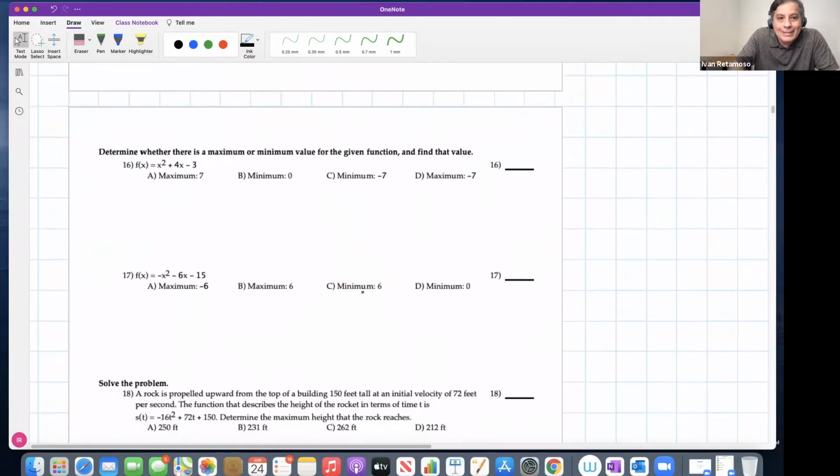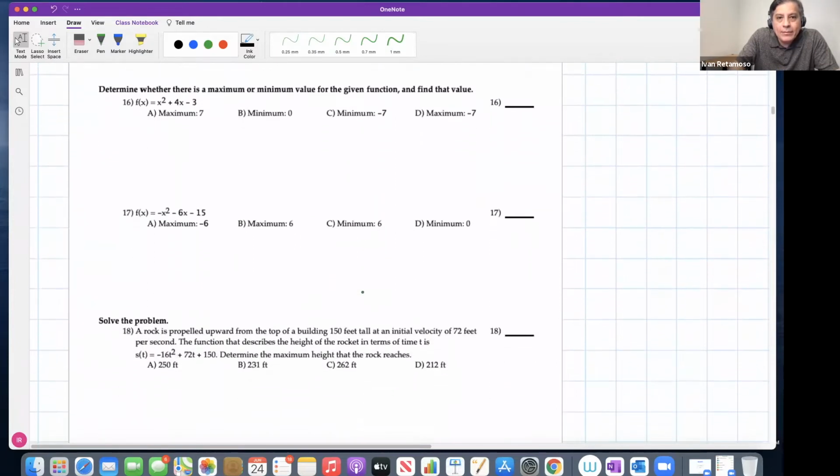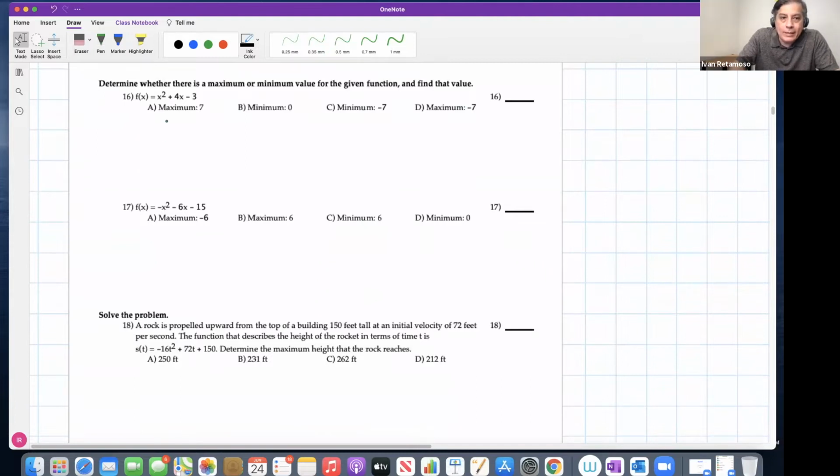Determine whether there is a maximum or minimum value for the given function and find that value. This deals with maximizing or minimizing your quadratic function, right? Remember, there are 2 possible scenarios. One scenario is the happy face, when the leading coefficient a, which is 1 here, is positive, right? This leads to a happy face. So just remember the shape of the mouth of the happy face, right? That would be the graph of the parabola. So clearly here, we're looking for a minimum.